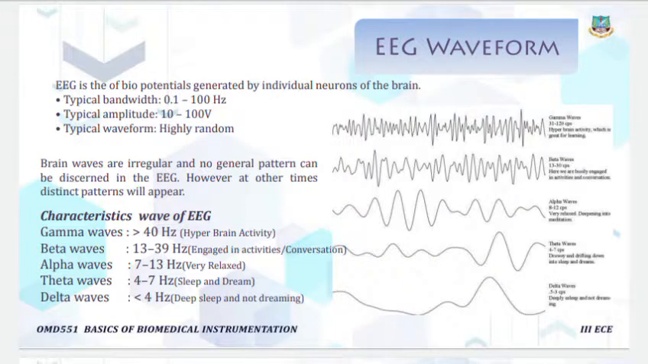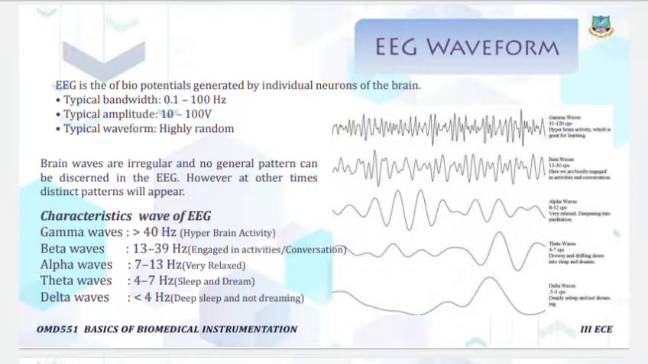These brainwaves are irregular and no general patterns can be discerned in this EEG. However, at other times, distinct patterns will appear. So in various activities, various types of EEG waveform will be generated. There are five types of wave: gamma wave, beta wave, alpha wave, theta wave, and delta wave. These are the normal waveforms.